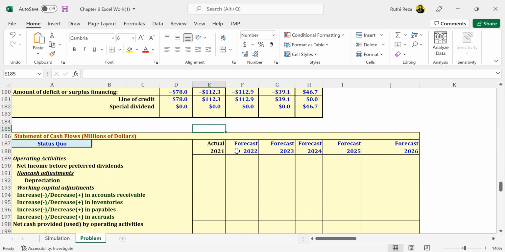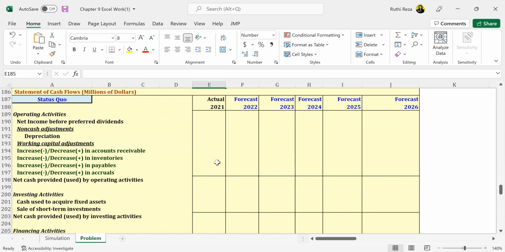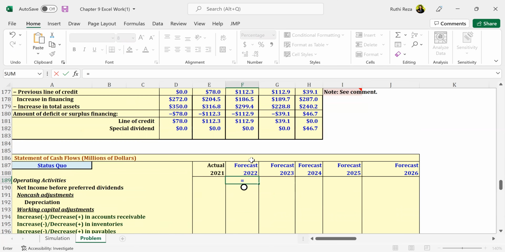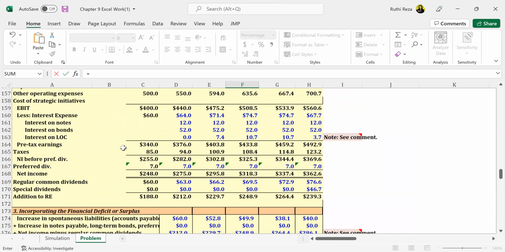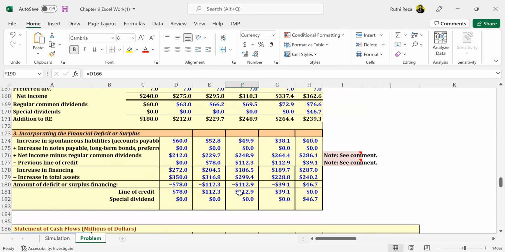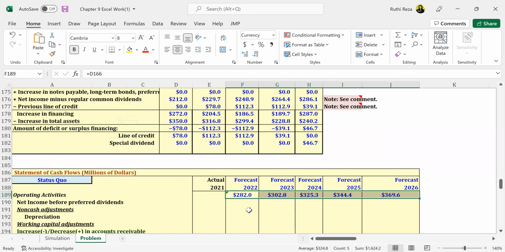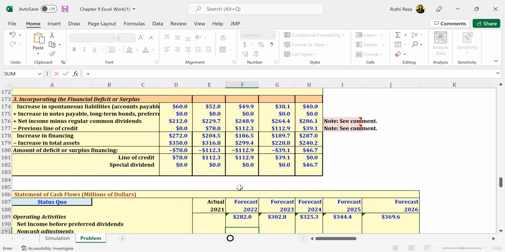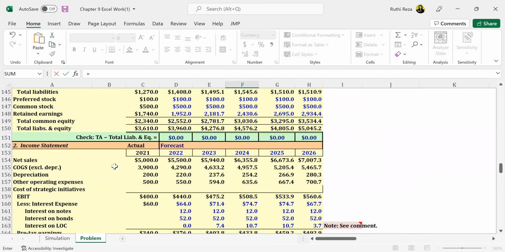We are going to do it for the forecasted years. You can also follow the same approach for the current year. That means for the year 2022, exact same approach, but I'm going to do it for the forecasted years here. So we are going to start with net income before preferred dividend. So here you can see net income before preferred dividend. Then we are going to add up our non-cash expenditure, which is depreciation in the forecasted years.